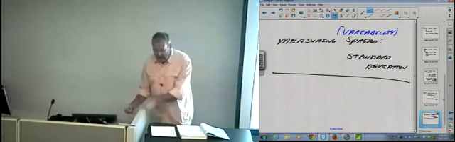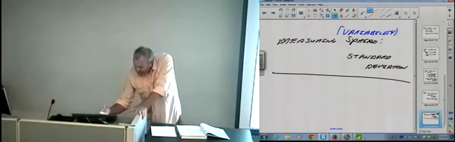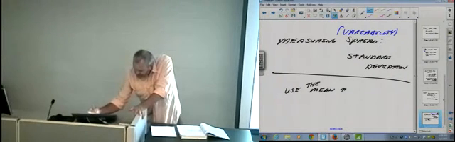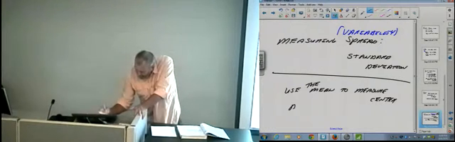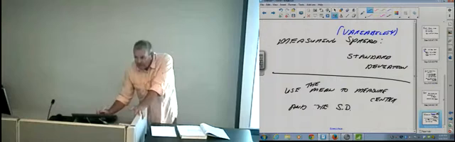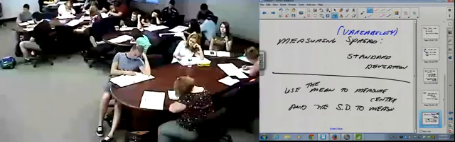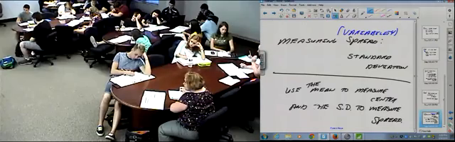Always. Now, I got to write that for you even though I said that to you. You use the mean to measure center, and the standard deviation to measure spread. They go together.